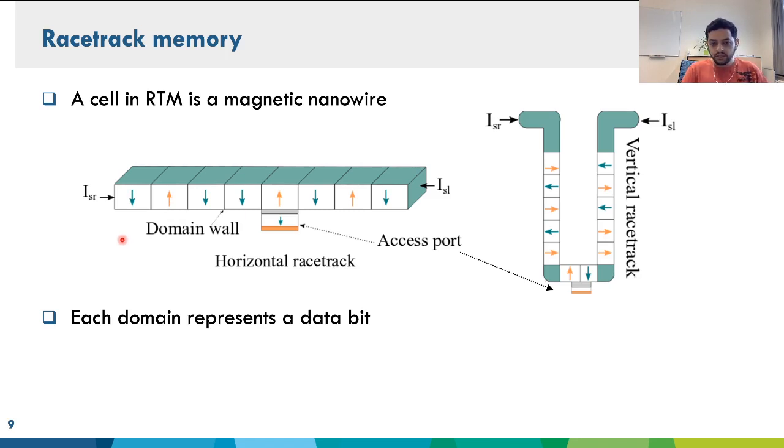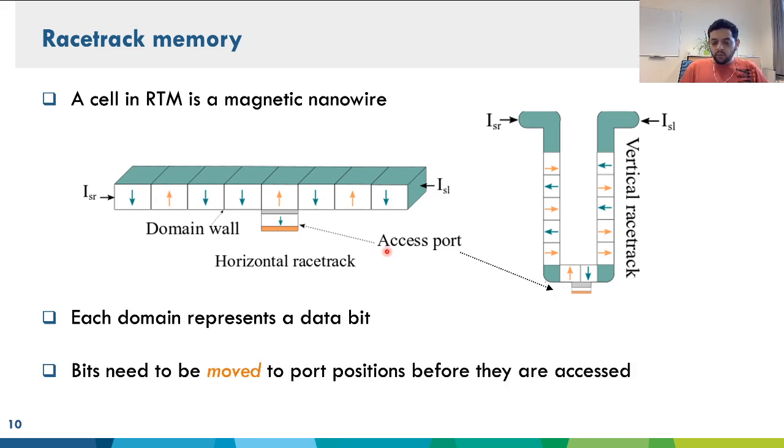If we talk about data storage, we can think of the downward magnetization direction as representing 0 and the upward magnetization direction as 1. That's how the data storage looks. What is interesting and also challenging, which we will discuss in the coming slides, is the data access of racetrack memory.